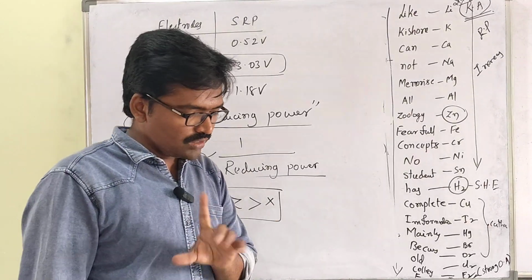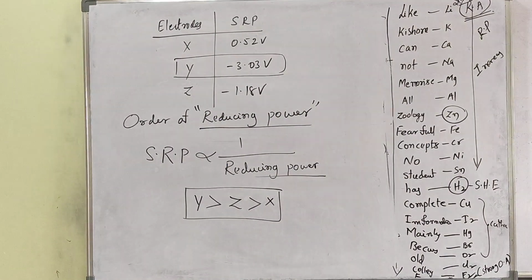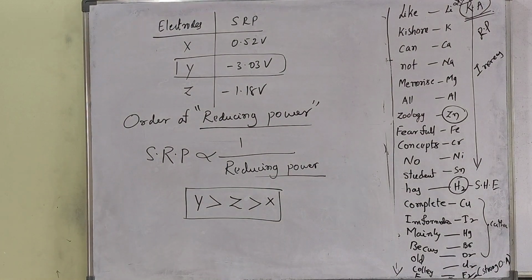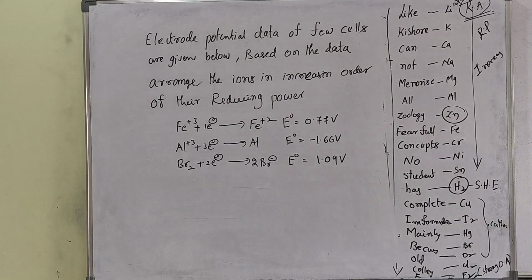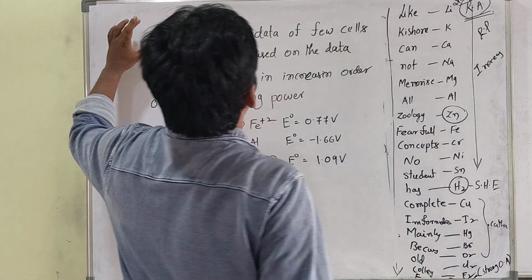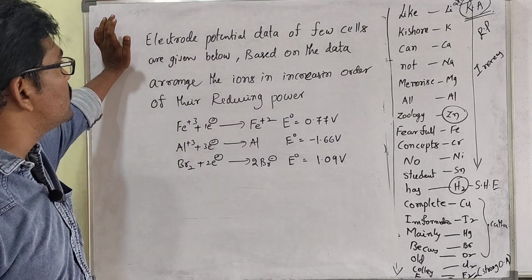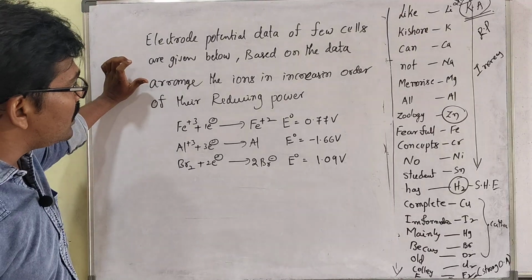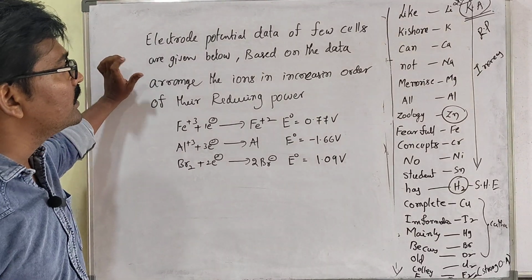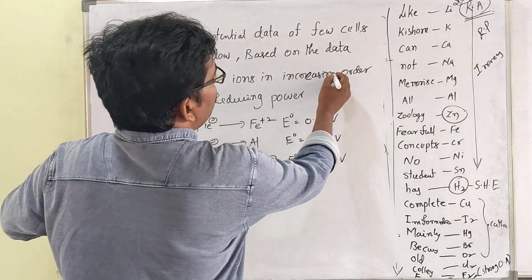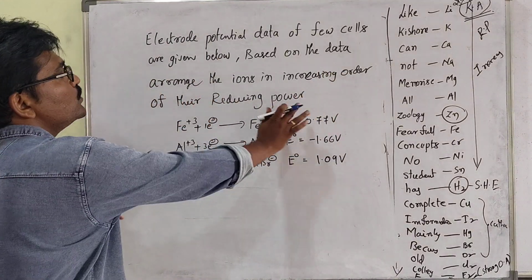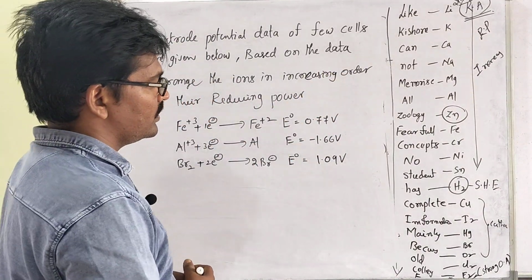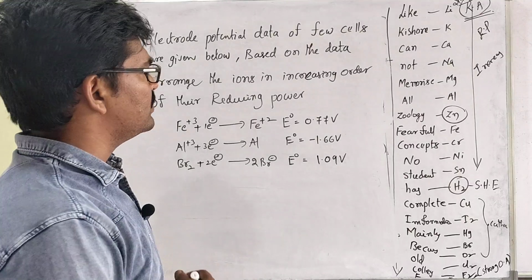Then one more question we'll discuss. Look here, students. Electrode potential data of a few cells are given below. Based on the data, arrange the ions in increasing order of their reducing power. It is the same as the previous question we discussed.